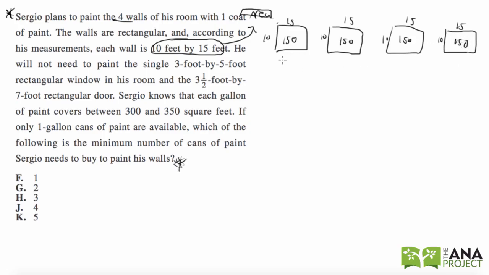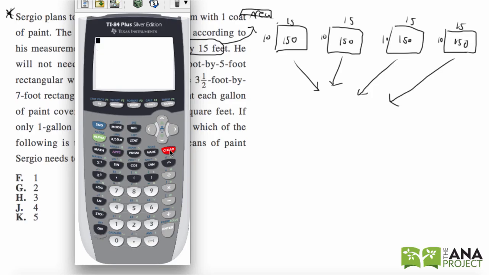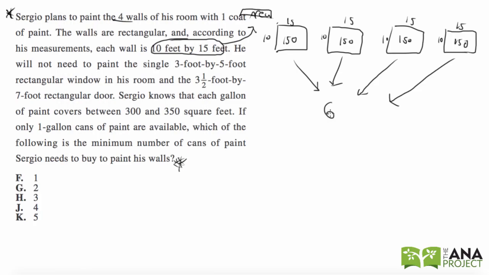And then I'm going to anticipate further. So what's the total square footage? 150 times 4. Which I believe is 600, but I'm using my calculator just to show you that you shouldn't do calculations in your head. 600. So there's a total of 600 square feet.